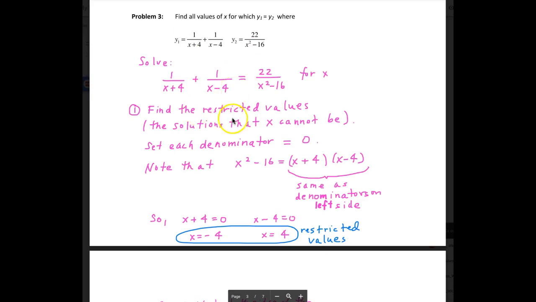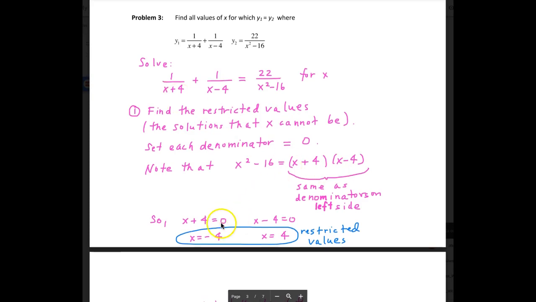The next step in our process is to find the restricted values. Remember, those are the solutions that x cannot be because they make the denominator equal to 0. So we're going to set each denominator equal to 0 and solve for x. One denominator is x plus 4, the other is x minus 4, and then the other denominator is x squared minus 16. Recall that we can factor this. So x squared minus 16 is x plus 4 and x minus 4. Basically, those are the same denominators that are on the left-hand side. So that would mean when I set each of those equal to 0, x equals minus 4 and x equals 4 are the restricted values.